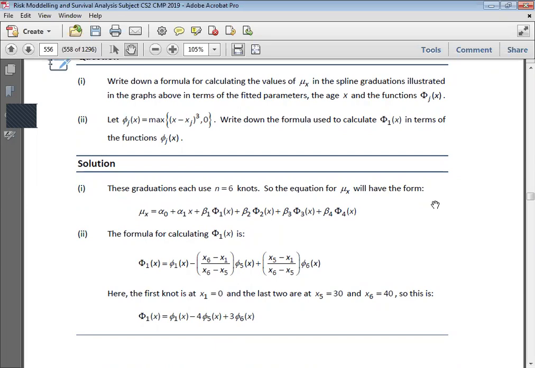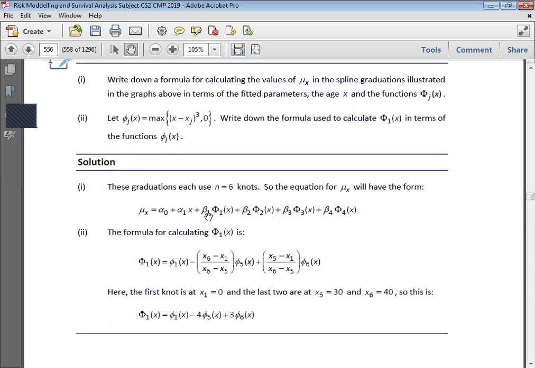Here the question is, write down a formula for calculating the values of mortality at age X in the spline graduations illustrated in the graphs above, in terms of the fitted parameters, the age X, and the functions capital Phi j, right? So this is what you will have. But if you see, we had 6 knots, so my n was 6. And when I'm using my capital Phi, my beta only goes up until n minus 2. So here you see it is capped at beta 4. You don't have beta 5 or beta 6.